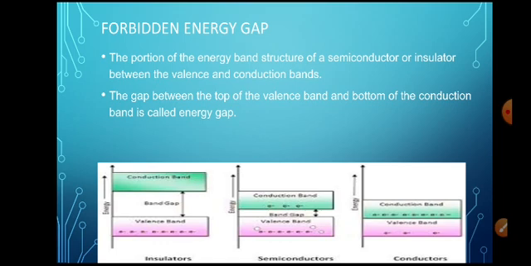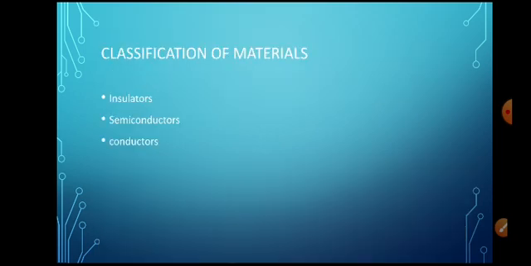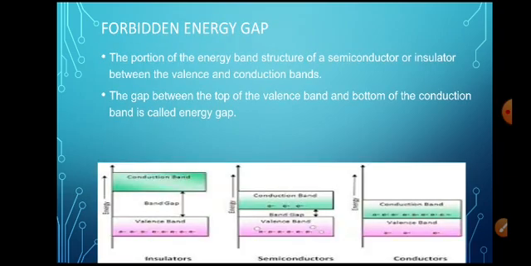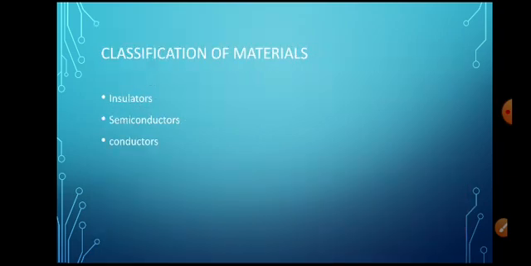The absence of an electron, when it jumps by absorbing some energy to a higher energy level or the conduction band, leaves an empty space in the valency band. That absence of electron is called a hole. So based on this forbidden energy gap, the materials are divided into insulators, semiconductors and conductors.